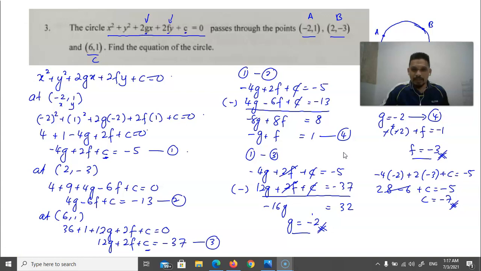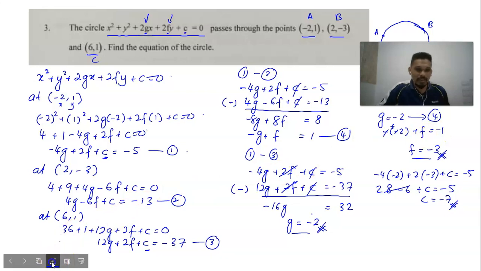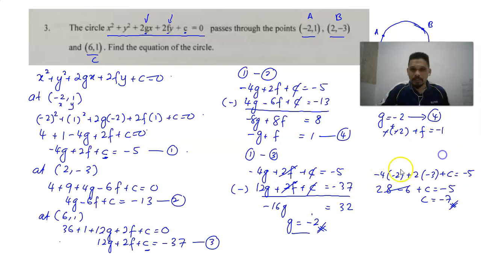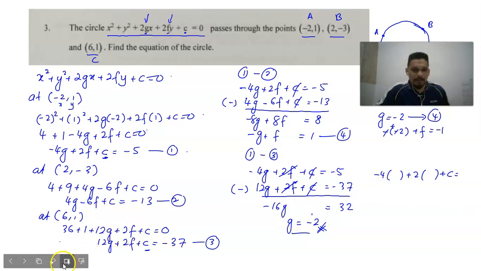Okay class, I think I made a mistake here. Equation 4, negative g plus f equal to 1, but then I made it here as a negative 1, so I made a mistake in here. Sorry. So I clear everything here. Okay, never mind. Sorry for the careless mistake there. Okay, so now negative g plus f equal to 1.